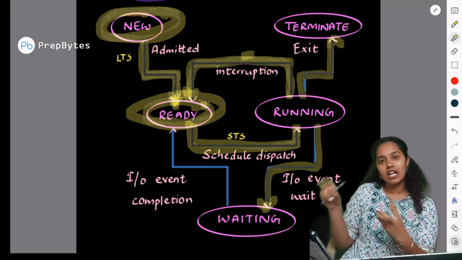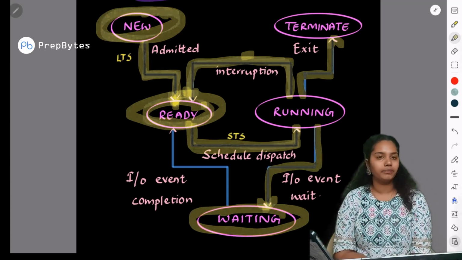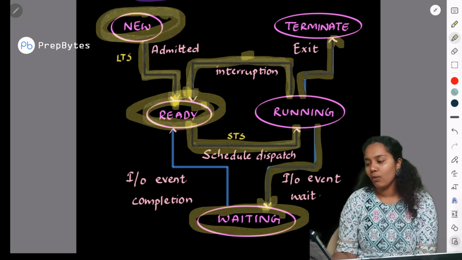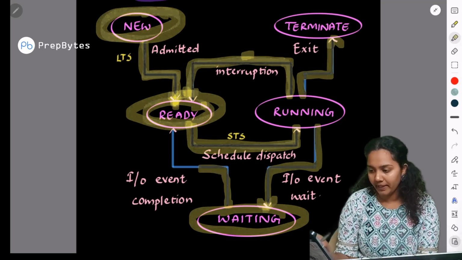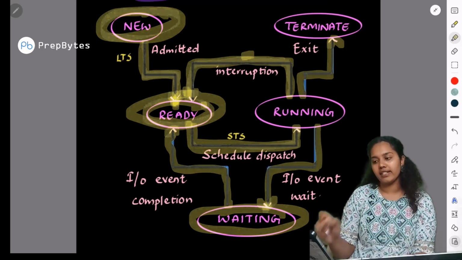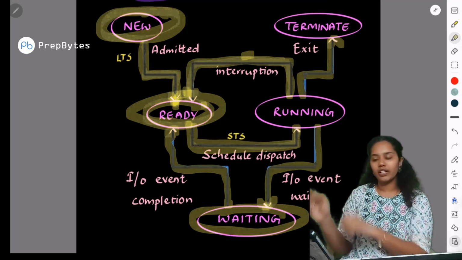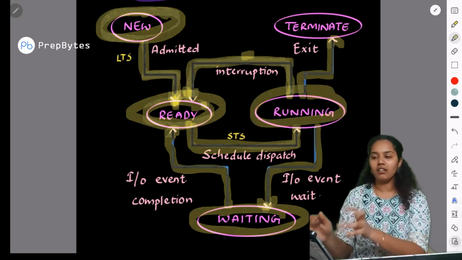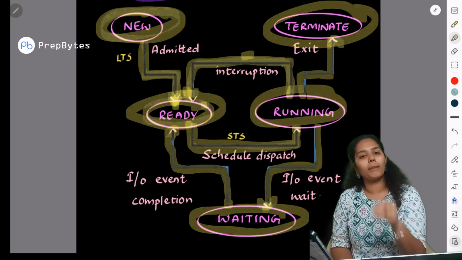So until they are available, there will be a state called the waiting state. Once these IO events are completed, they will go back into the ready state, and then be transferred into the running state. After running, they'll terminate themselves. This is the normal cycle.